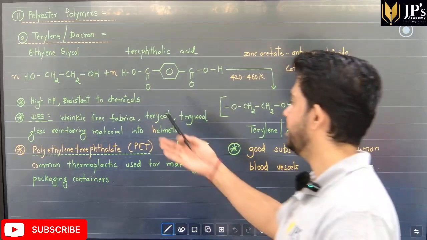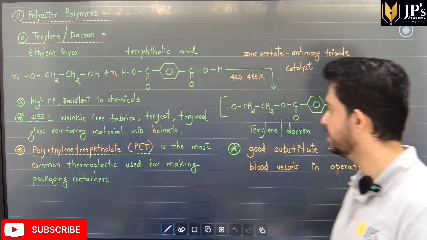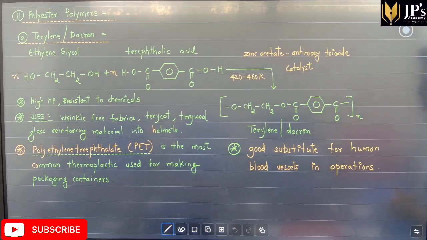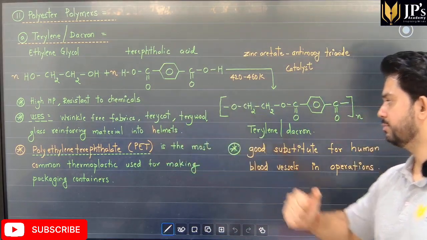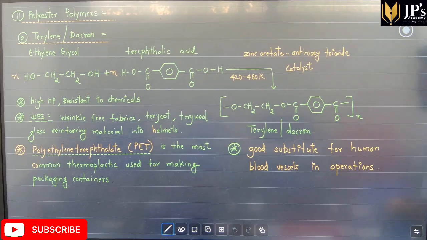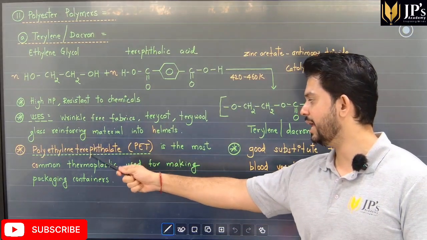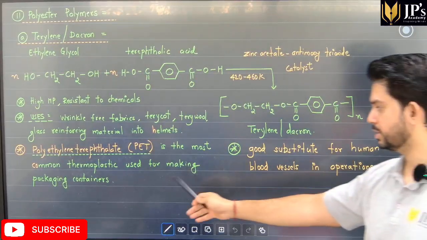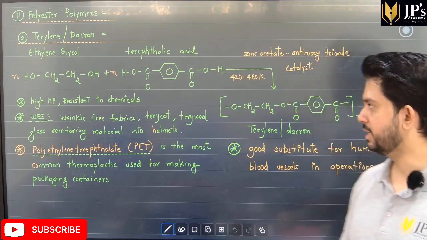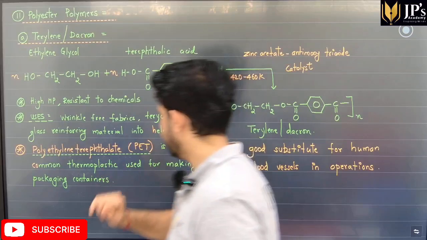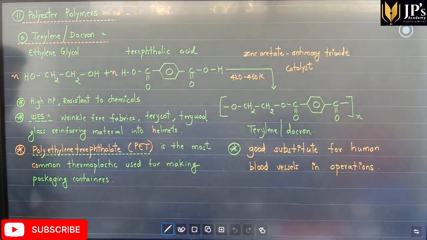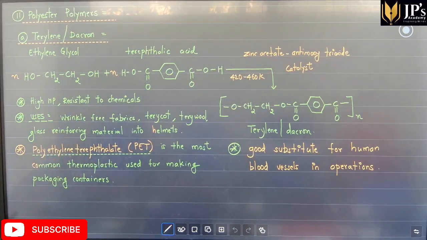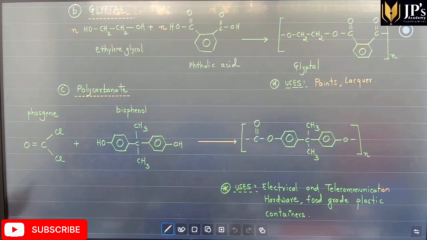It has high melting point, it is resistant to chemicals, used in wrinkle-free fabric, terrycot, terrywool, glass reinforcing material into helmets. We have something called polyethylene terephthalate, PET, which is the most common thermoplastic used for making packaging containers. I hope students can just quickly go through the theoretical points on their own. The reaction and the monomers are very important.